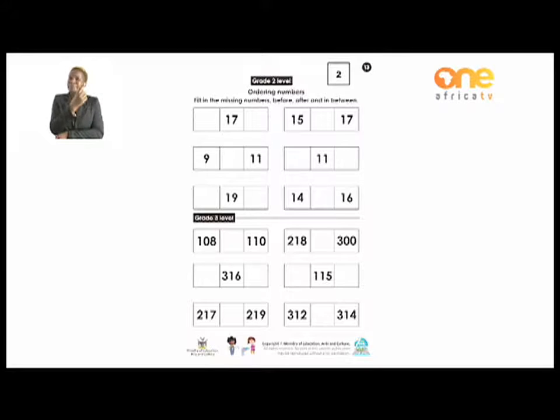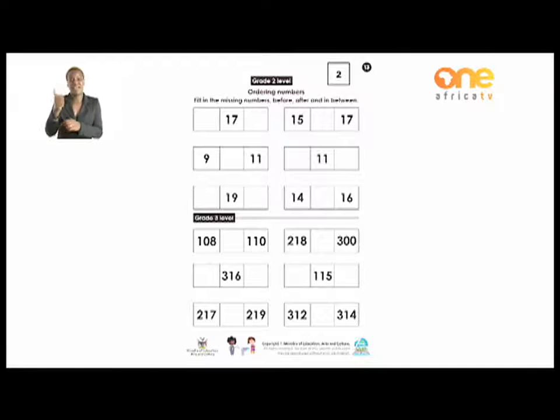16, very good, awesome. And now after 17, there's a number that follows. Which one follows after 17? 18, beautiful. Let's also do the next one. We have been given 15, and the number that follows after 15 has been taken away, and then we have 17. So between 15 and 17, what number comes there? 16. Very good.